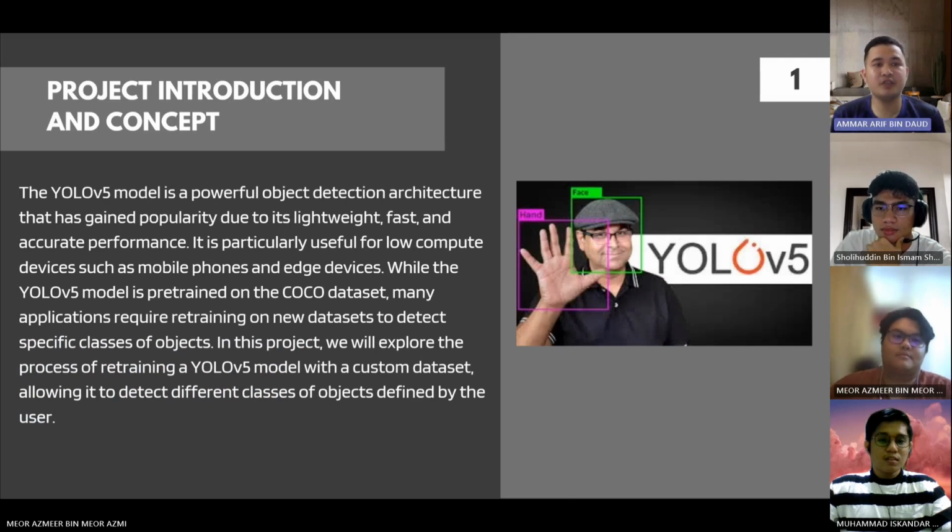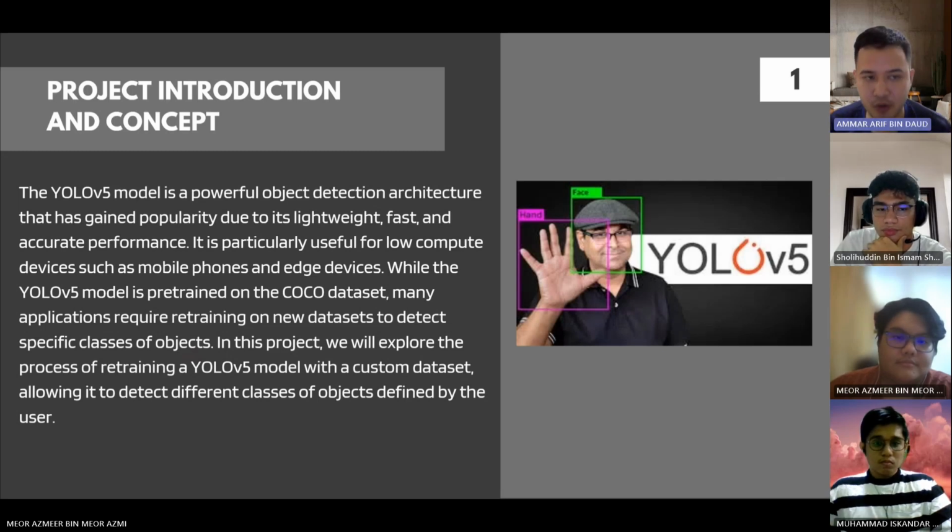For the introduction, the YOLO V5 model is a powerful object detection architecture that has gained popularity due to its lightweight, fast, and accurate performance. Basically, in this project, we will explore the process of retraining a YOLO V5 model with a custom dataset, allowing it to detect different classes of objects defined by the user.